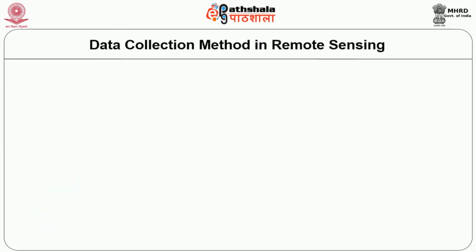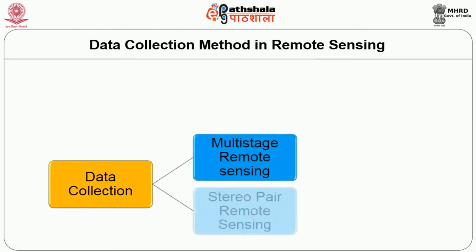We have been seeing the elements as well as the types. So what are we going to see right now? These elements and these types are all the availabilities of remote sensing tools. What it actually does is take or collect data. It gathers information from the object. There are two different kinds of data collection by a remote sensing tool. One is multi-stage remote sensing, and the other one is stereo pair remote sensing.